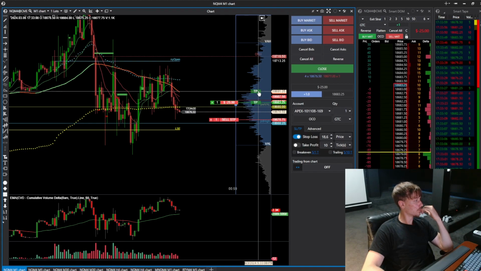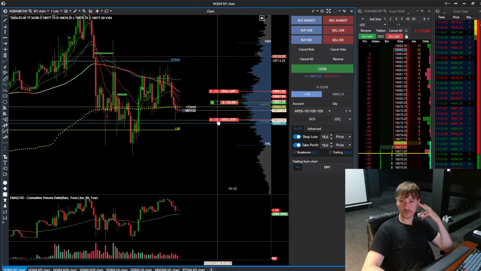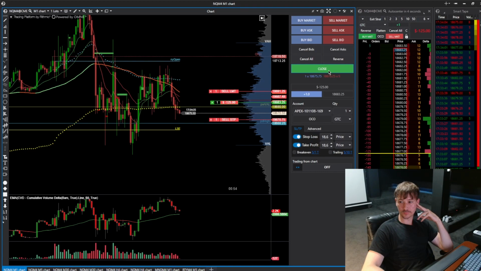This is another VWAP long. This trade did not play out like the last one. I'm going to get stopped out.